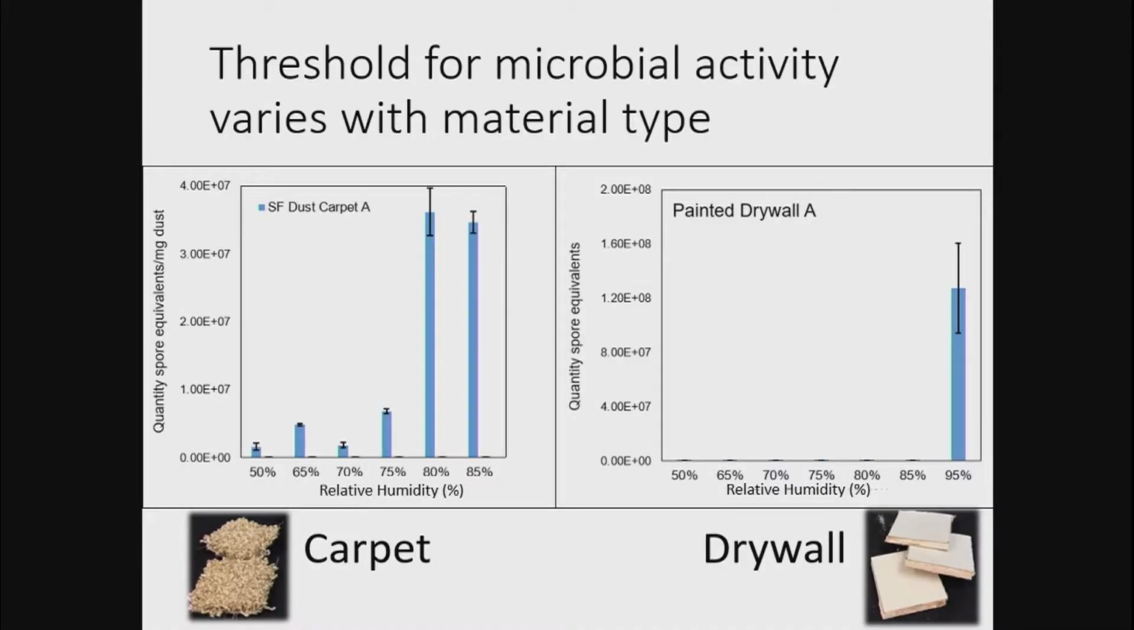So first, to show what we're finding in terms of microbial growth. What we're looking at is the amount of fungal biomass on these samples as a function of the relative humidity that they were left to incubate. And what you can see is that in carpet, you see a large flux of microbes that are fungi that are proliferating when the relative humidity increases from 75% to 80%. And in drywall, you don't see the same sort of growth until 95% relative humidity.